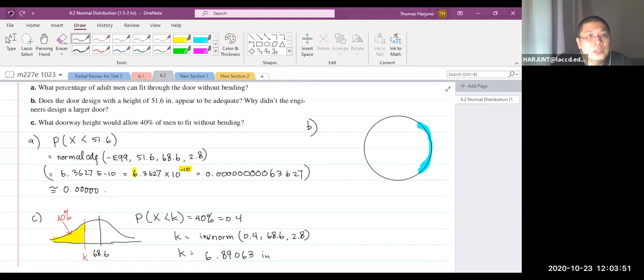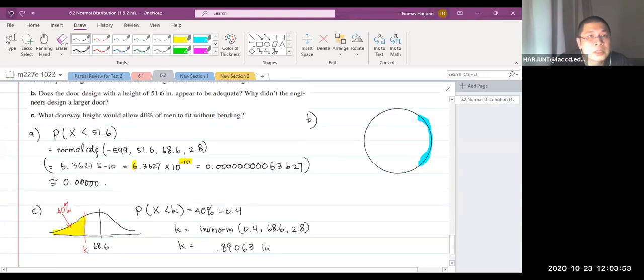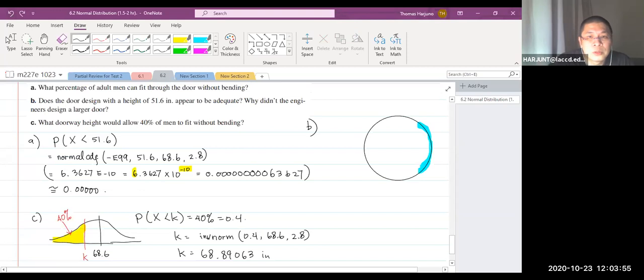You see, notice that the mean is 68.6. You just need 40%. So you know this k must be less than 68.6. This won't be the answer. This number is greater than 68.6. Then I looked back at my calculator and found out I actually wrote it wrong. It's 67.89 inches approximately. That's for part C.